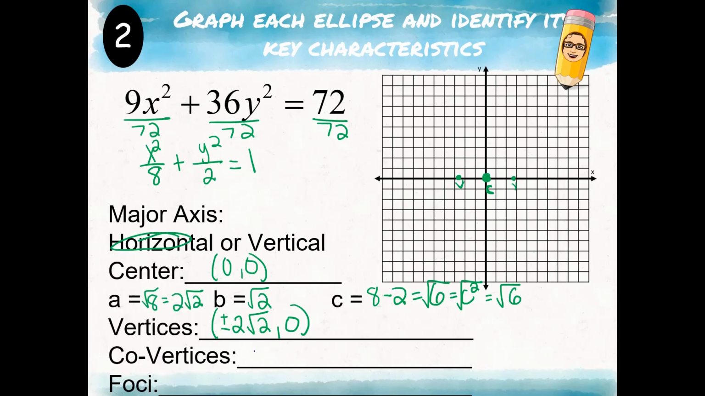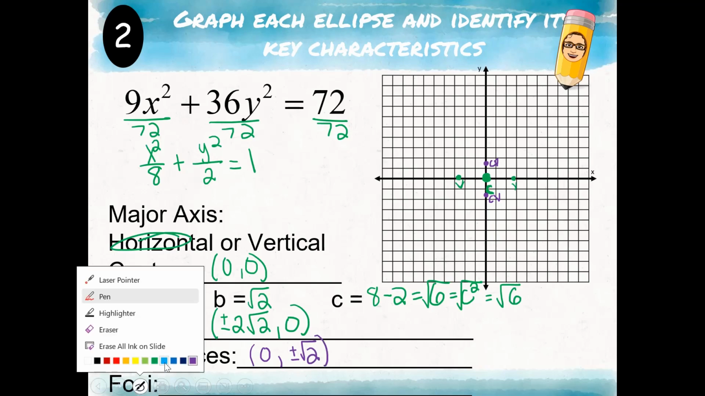I'm going to change my color. I'm going to go to purple for the co-vertices. Remember, that's your b value. I'm going to move square root of 2 up and down. So about 1.4, 1.5. I'm going to mark that with a CV. And then I'm going to do the same thing here, CV. Again, those ordered pairs, they have an x value of 0, but they went up and down 1.5, right? Which is that square root of 2 value.